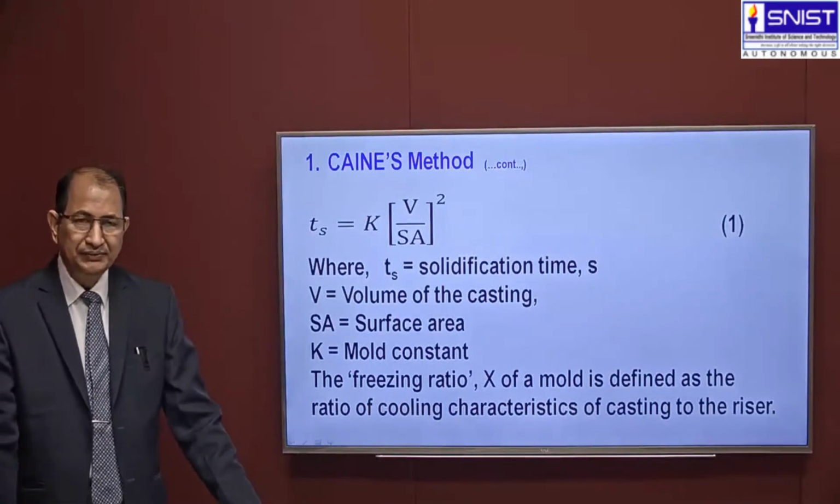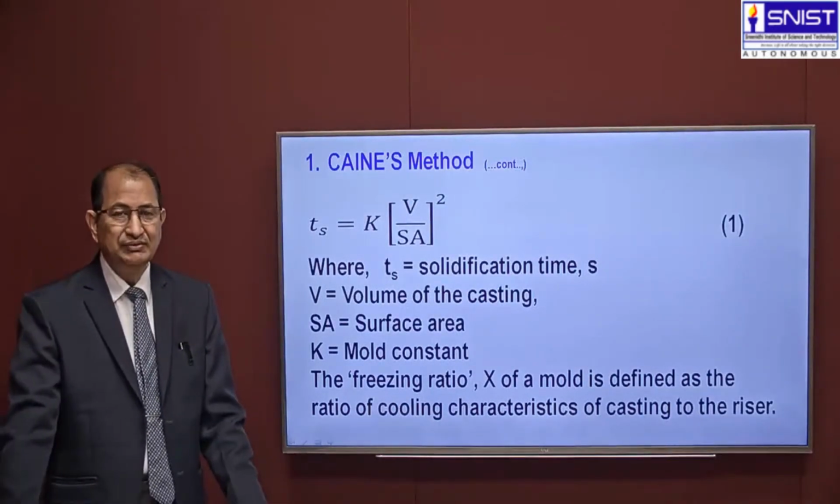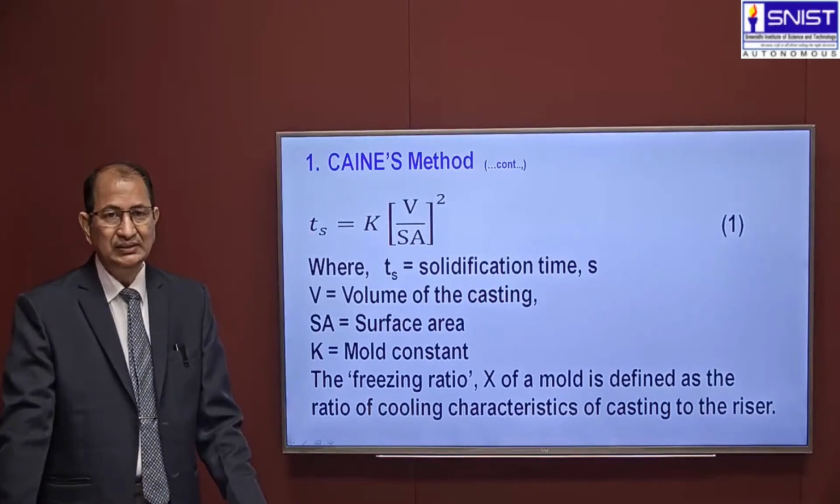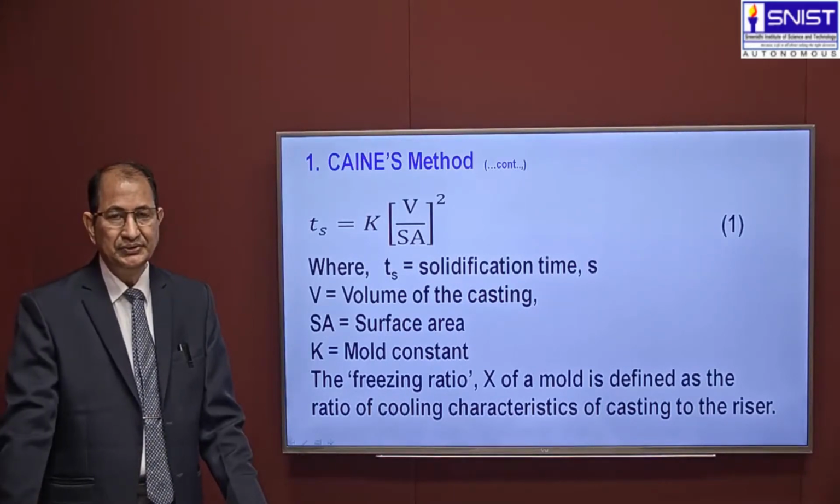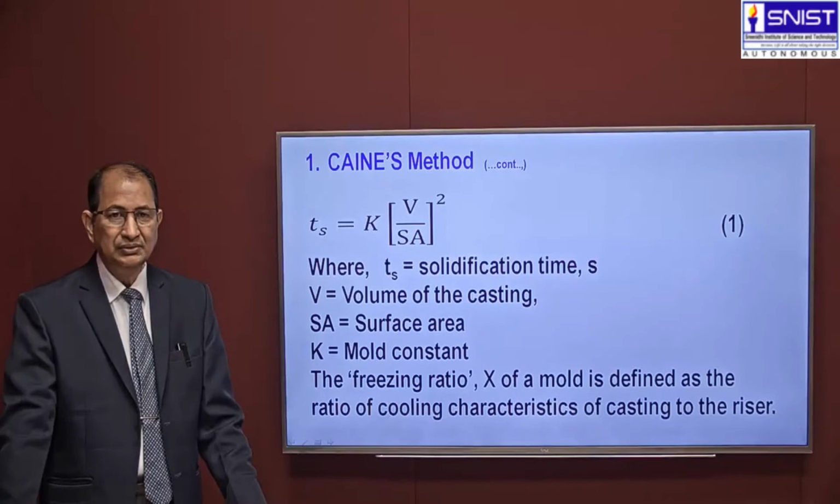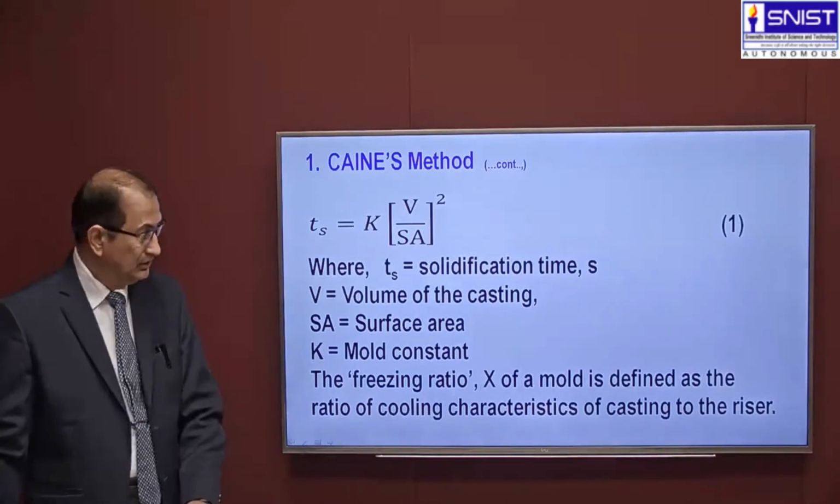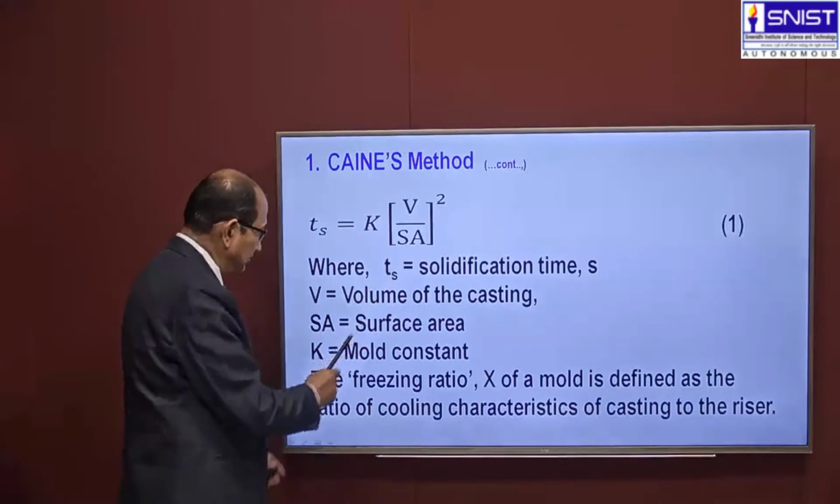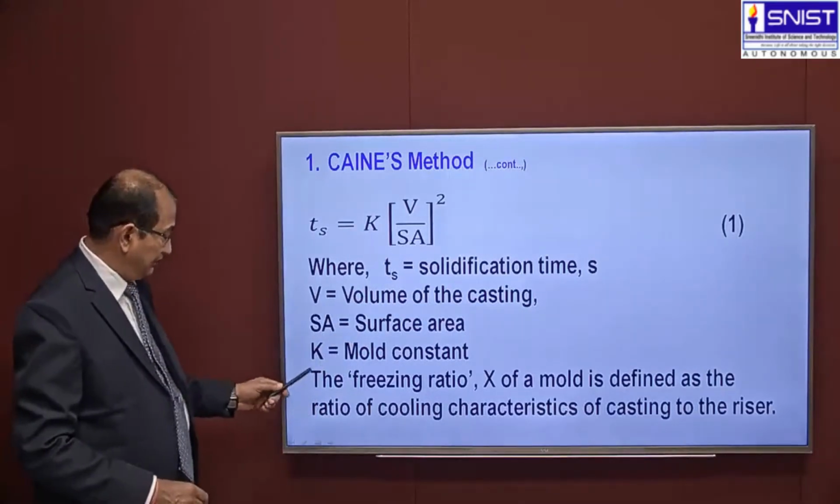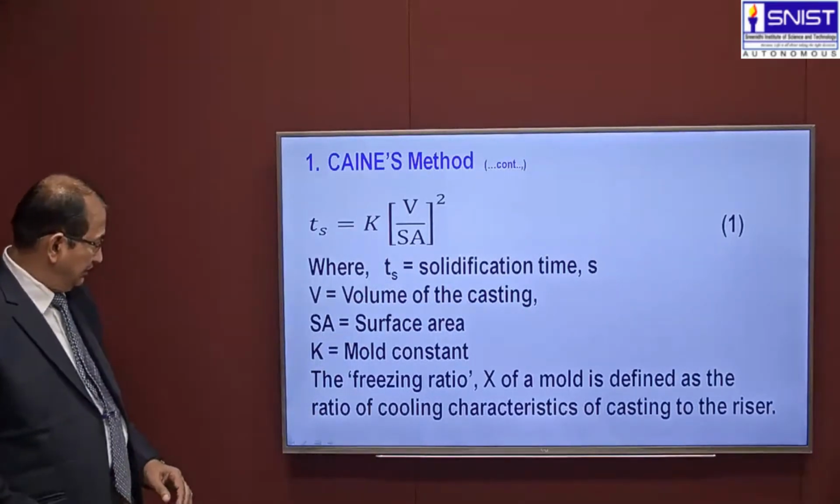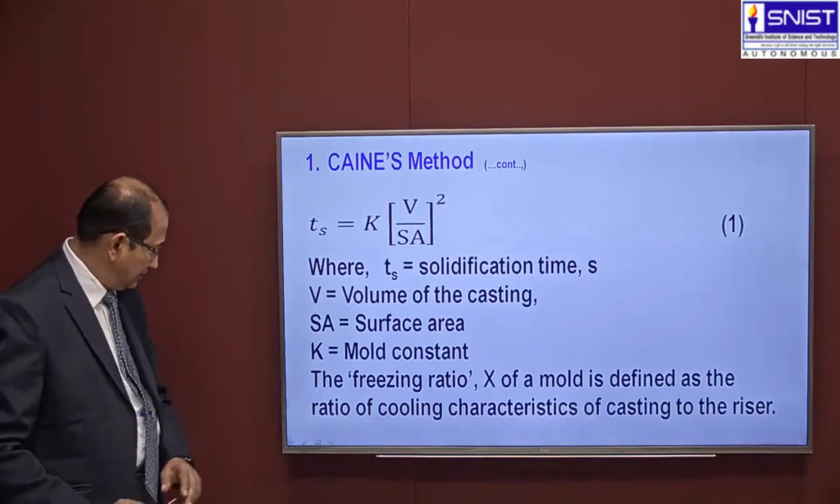Caine's method continuation. The local solidification time Ts is equal to a constant times the square of the ratio of the volume to the surface area, where Ts is the solidification time in seconds, V is the volume of the casting, SA is the surface area, and K is the mold constant.